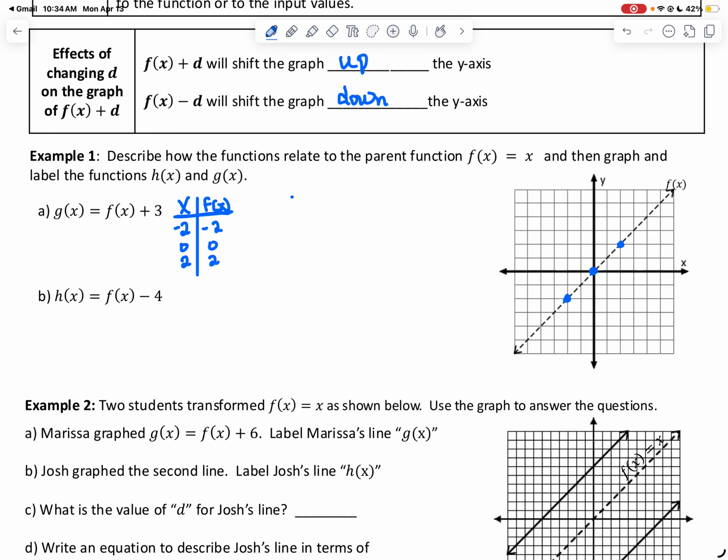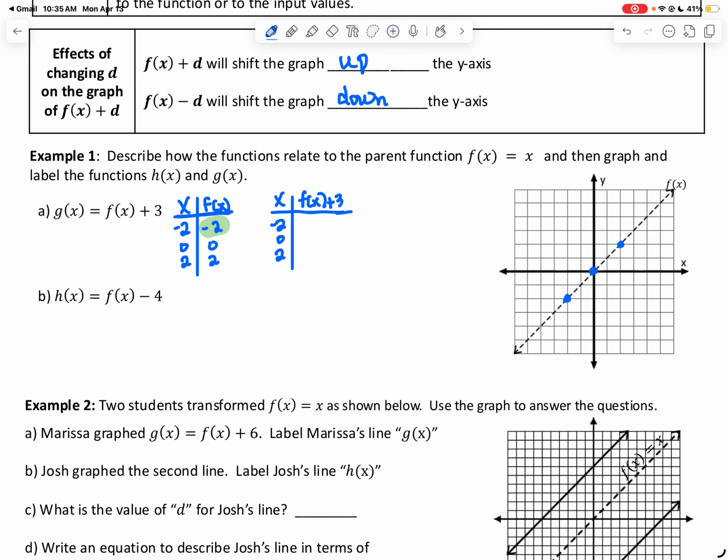Now I'm going to make a new table, and my new table is going to be x and f of x plus 3, which means that the x values will stay the same, negative 2, 0, 2, but I'm going to add 3 to each f of x value. So in other words, I'm going to take my first f of x value, negative 2, and I'm going to add 3 to that.